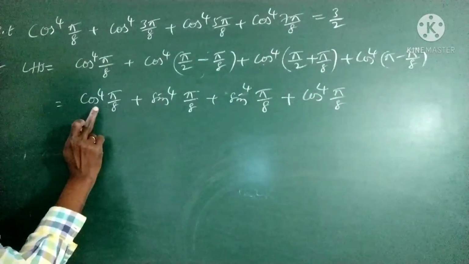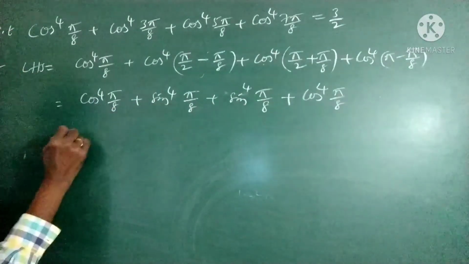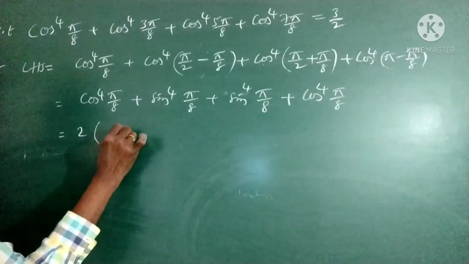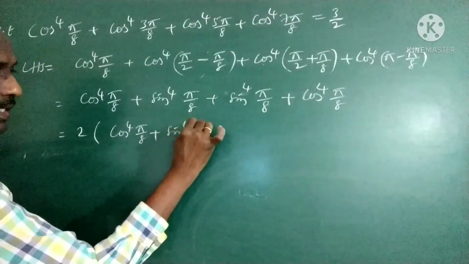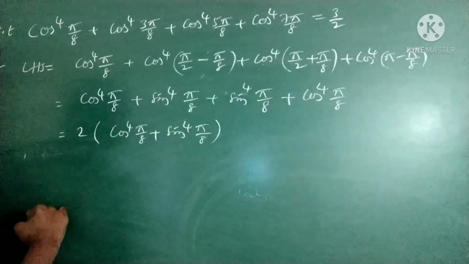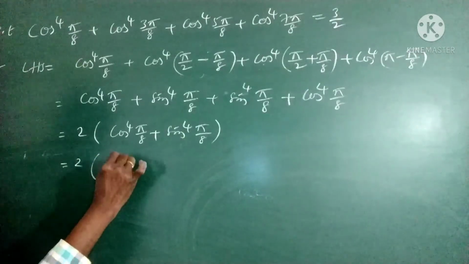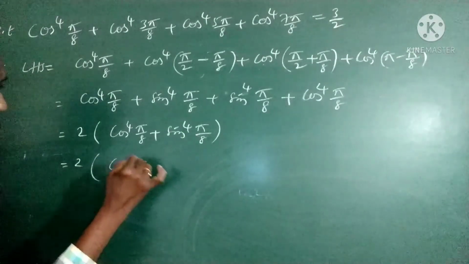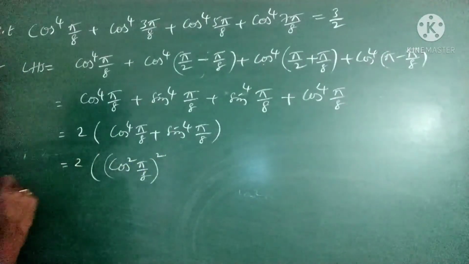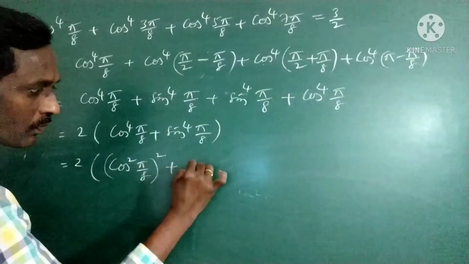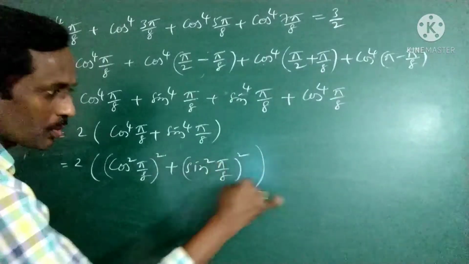So here we have cos power 4, one time, two times, so I am taking 2 common. We can write it as 2 times cos power 4 pi by 8 plus sin power 4 pi by 8. Then after this, I am going to write it as cos square pi by 8 of a whole square, because a power 4 is a square of a square. Similarly write this also, sin square pi by 8 of a power 2.